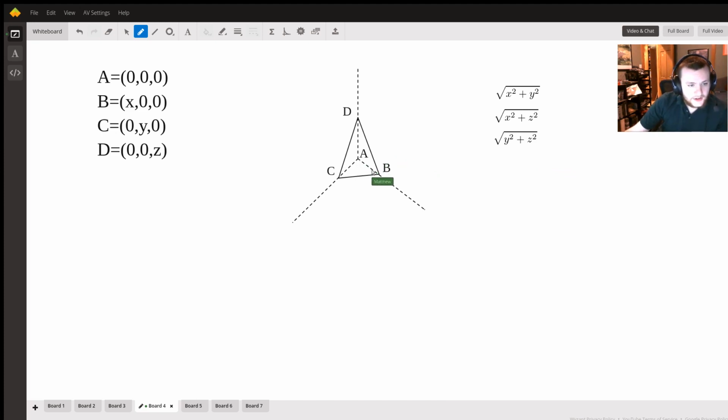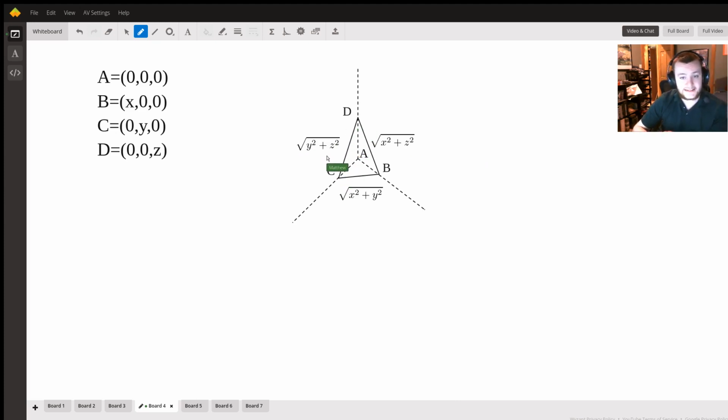So as we know, the length from A to B is x, and the length from A to D is z. We know that this hypotenuse here from B to D must be the square root of x squared plus z squared. We know that A to B is x, A to C is y, and so this hypotenuse must be the square root of x squared plus y squared. And finally, the C to D hypotenuse must be the square root of y squared plus z squared. And so we're able to find each of these hypotenuses.